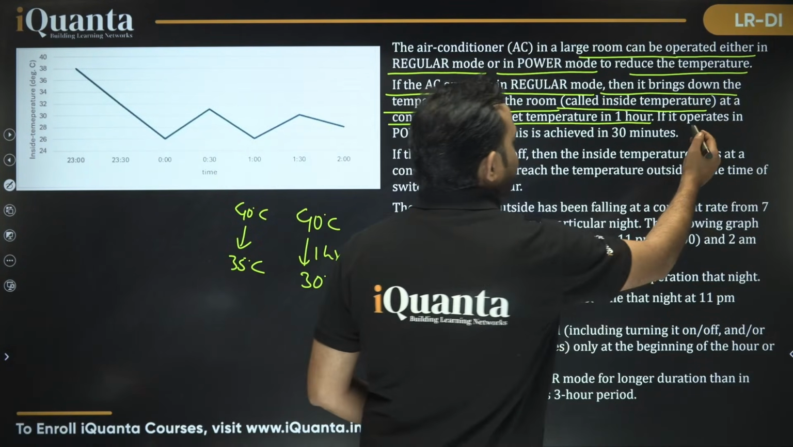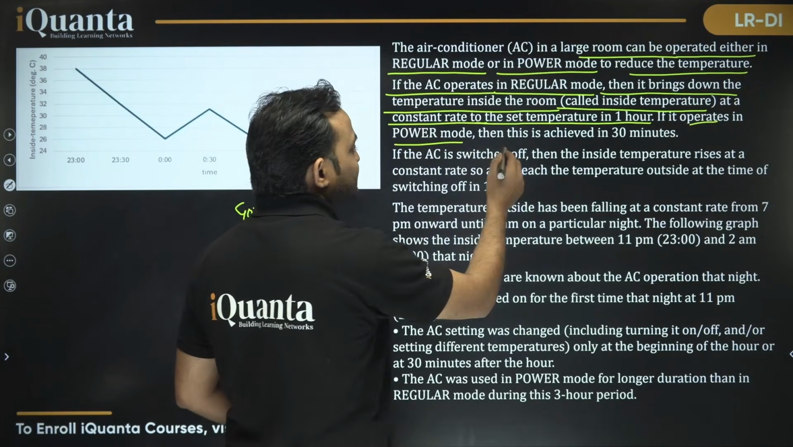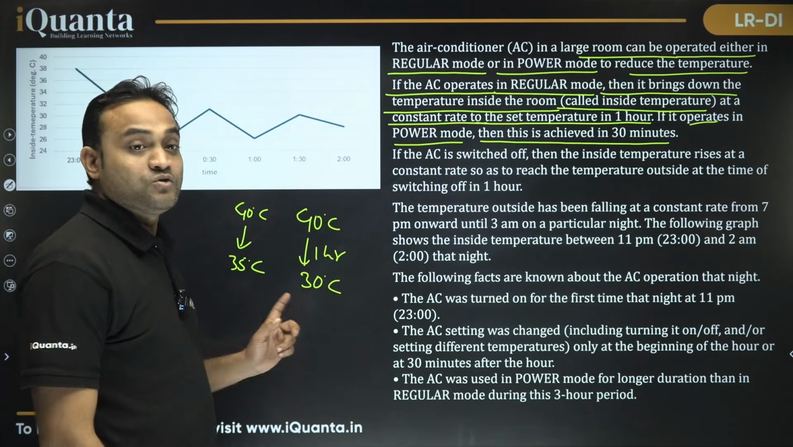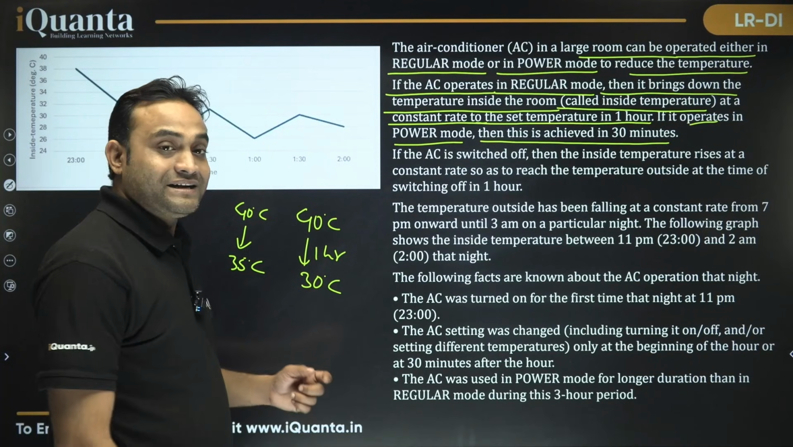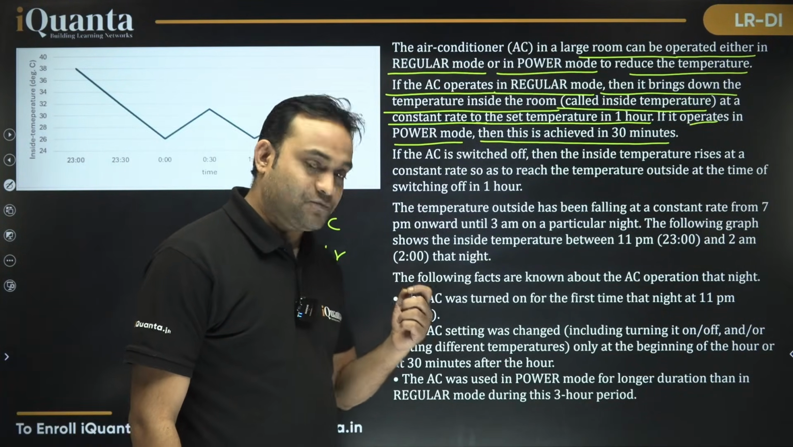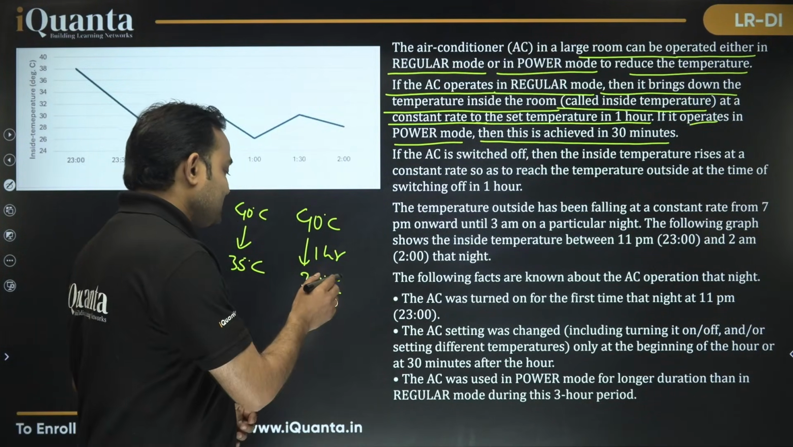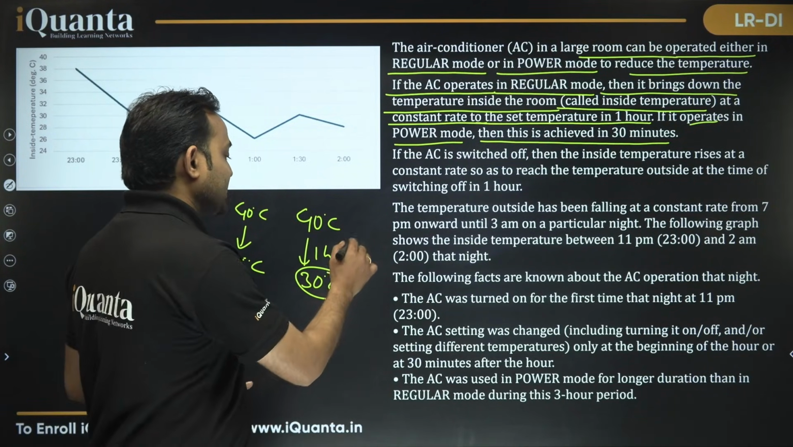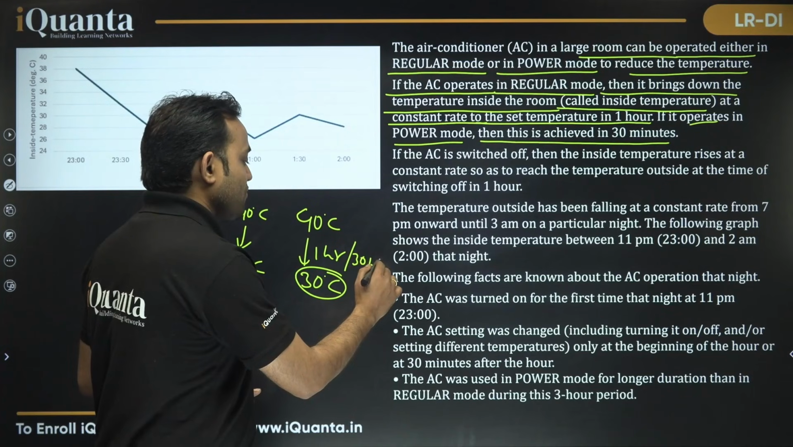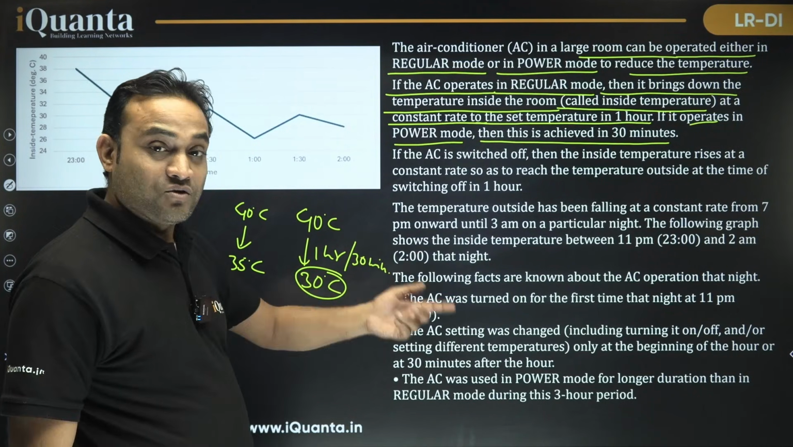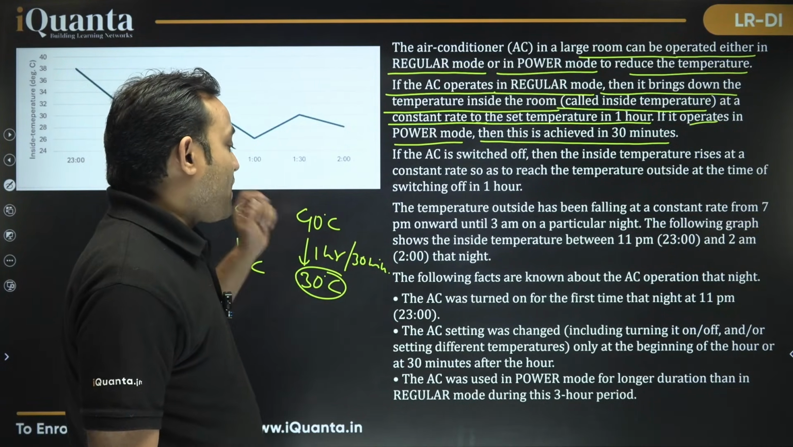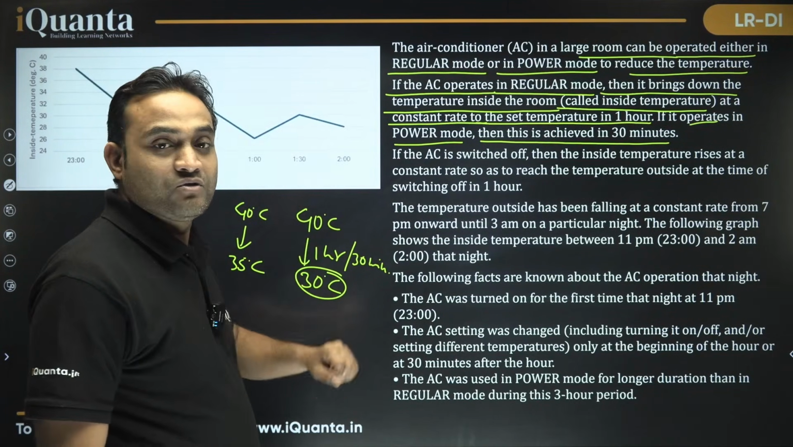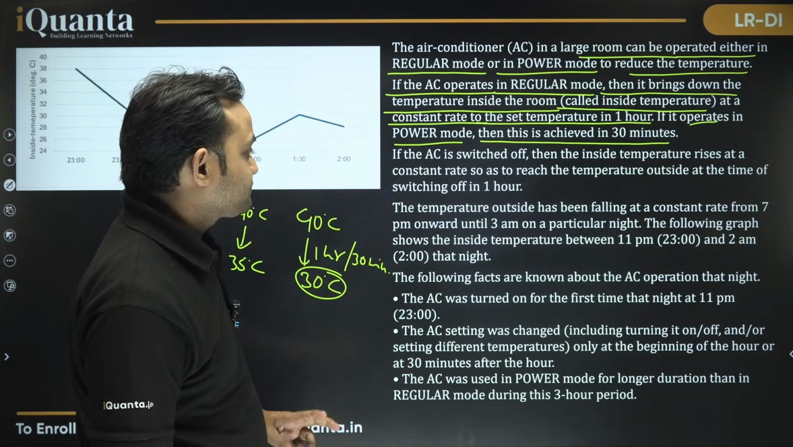If it operates in power mode, then this is achieved in 30 minutes. So if you are using power mode and the current temperature is 40 degrees Celsius and you have set the temperature to 30 degrees Celsius, this will happen in 30 minutes instead of 1 hour in regular mode. So in power mode, it will take 30 minutes to bring down the same temperature. In regular mode, it will take 1 hour.